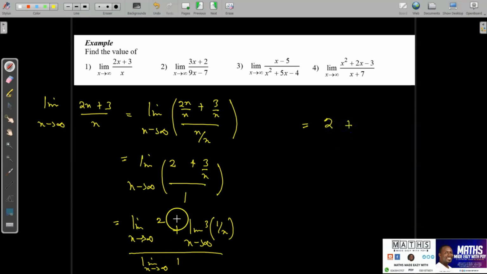Then plus limit of 3 times 1 over x. Over here, 1 over x ideally becomes 0 as x approaches infinity. Okay, what's the answer for this one? It becomes 0.